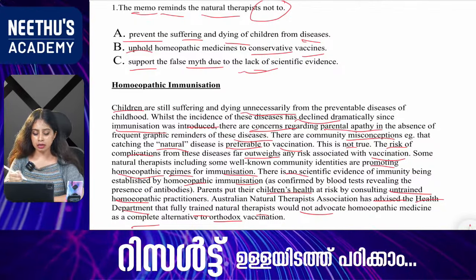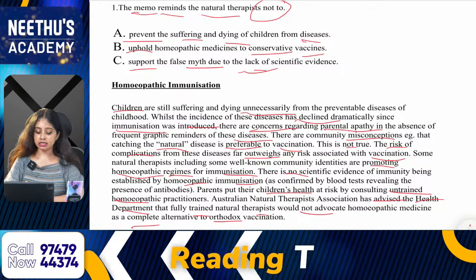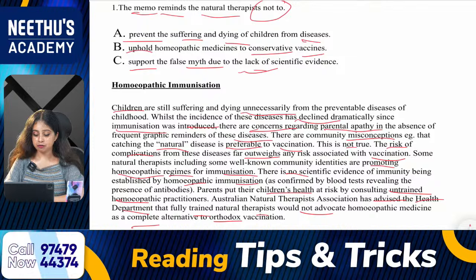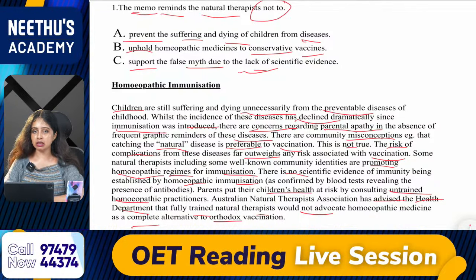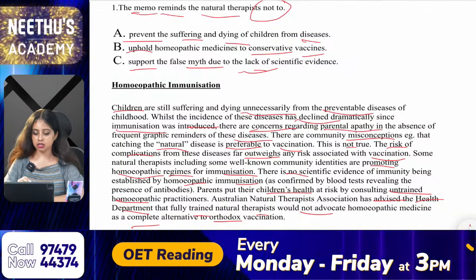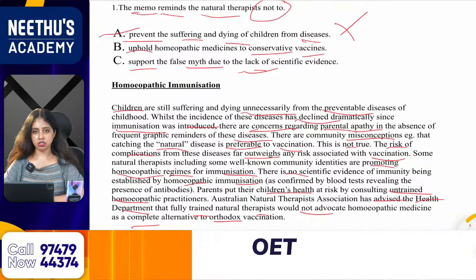That is contradictory, because here in this paragraph they have clearly mentioned what? Children are still suffering and dying unnecessarily from preventable diseases of childhood. So they have not mentioned anything about not preventing the suffering and dying of children from diseases. So option A is not the correct answer. We can eliminate option A.